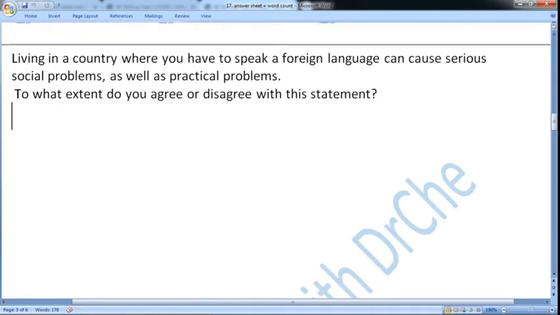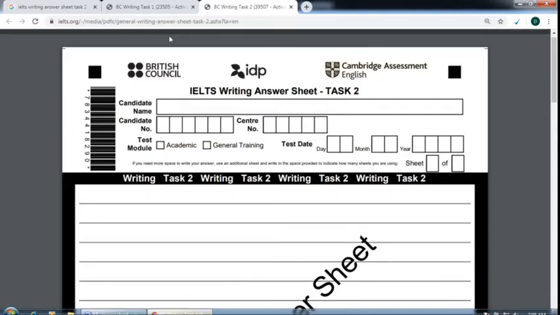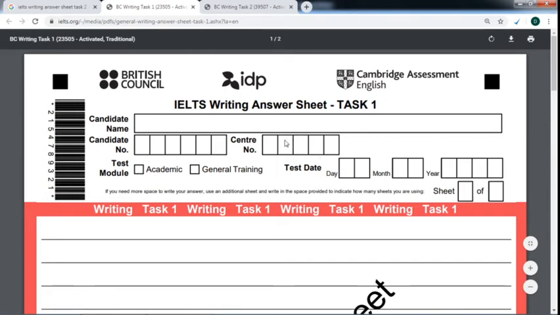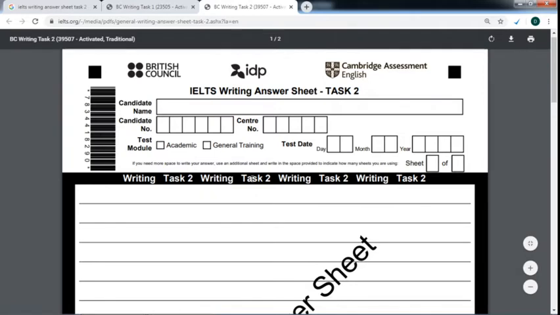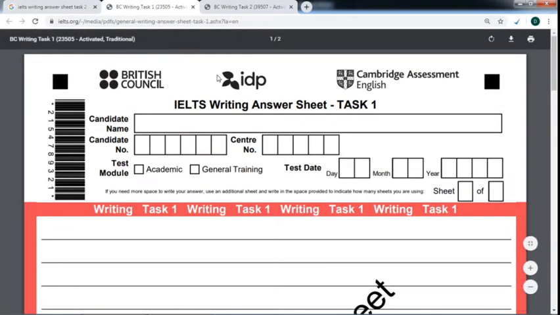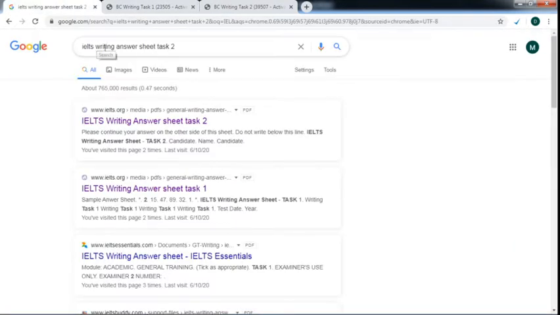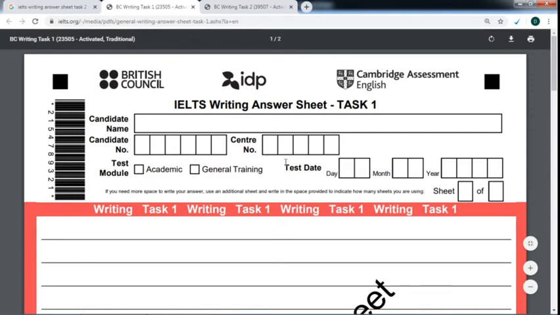After that, I will show you what your answer sheet looks like. This is your answer sheet for writing task 1. Remember, the writing task 1 answer sheet is in red color, and the task 2 sheet would be in black color, this one. If you don't have this, you can search for the IELTS writing answer sheet task 1 or 2, and you can download it.